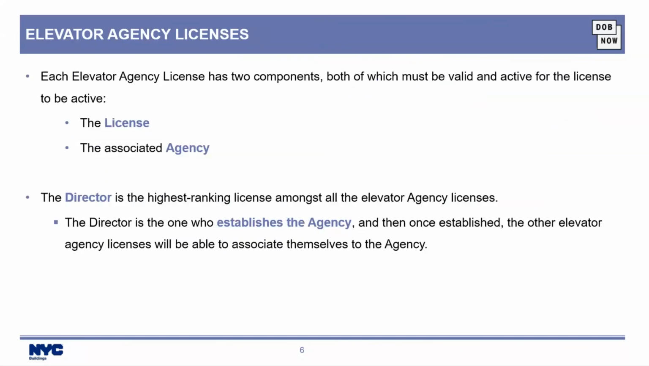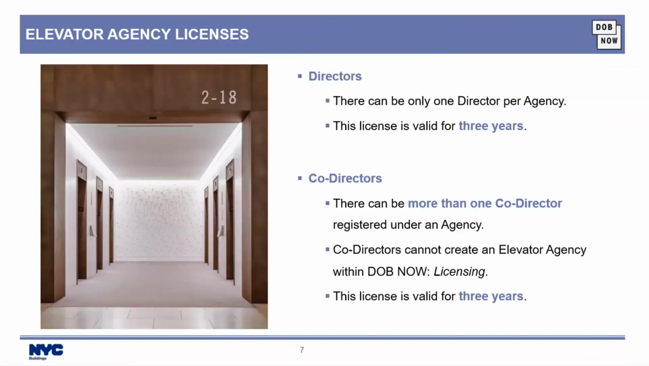Now, directors are the first license we'll be talking about. The director is the highest ranking license among all the elevator agency licenses. They're the ones that establish the agency, and then once the agency is established, other licenses will be able to associate themselves to that agency. Now, there can be only one director per agency, and the director license is valid for 3 years.